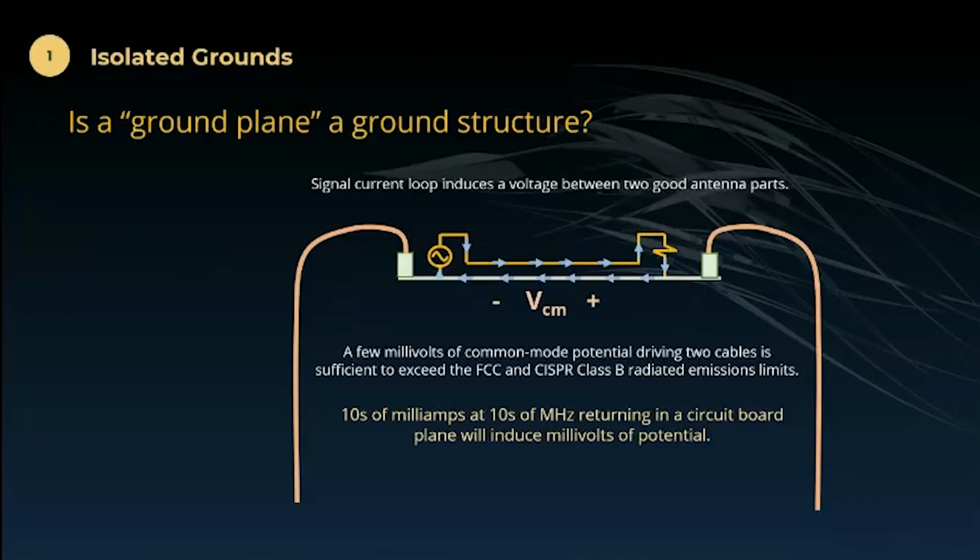For some of you, a millivolt is way too much. And like 100 microvolts could be enough to cause a radiated emissions problem. But generally on a circuit board, if we're returning tens of milliamps at tens of megahertz, we develop a voltage of a few millivolts. And the university professor in me wants to say, well, you can't even define that voltage, much less measure it. But that doesn't matter. There is a voltage that is capable of driving things that we attach to that board. So it's not ground. It's not a 0-volt reference.